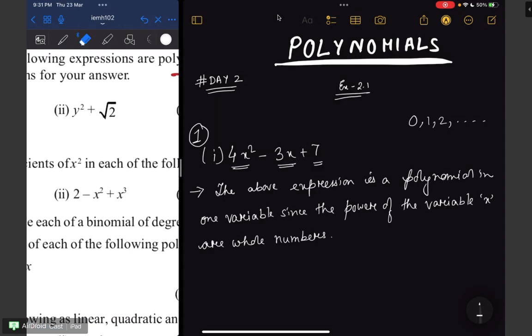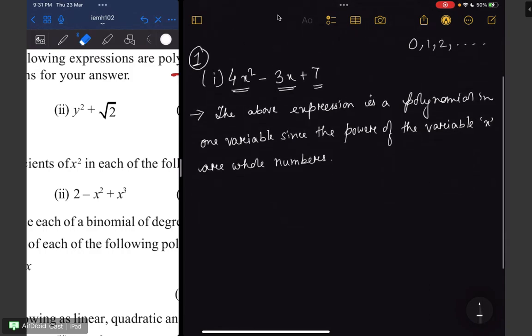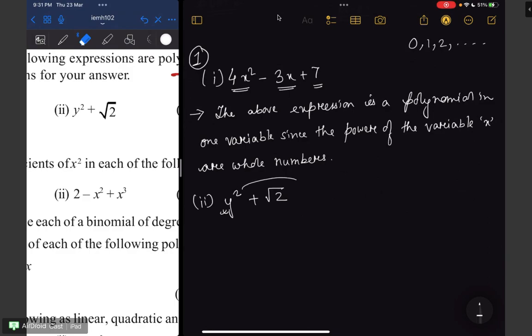Let's go to our second expression. The second expression is y square plus root over 2. Now here what is the variable? The variable is y. That means we have only one variable, so one condition is fulfilled. What is the second condition? The second condition is we need to see whether the powers are in whole number or not. So here we have 2. Is 2 a whole number? Yes, 2 is a whole number. And we do not have any variable in the other term. This is a constant term. So this particular expression is also a polynomial in one variable.